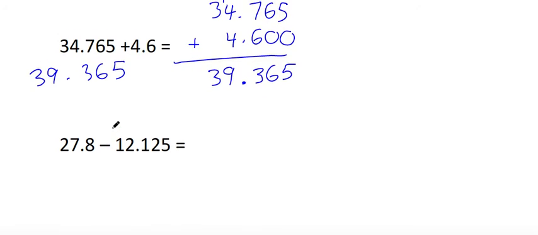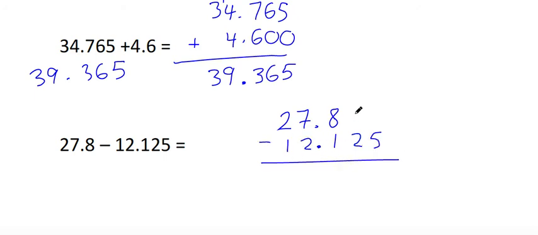Next one, 27.8 minus 12.125. 27.8 and the points under each other, 125 here and here 12. What shall I do? The first step is to fill the empty places with zeros.